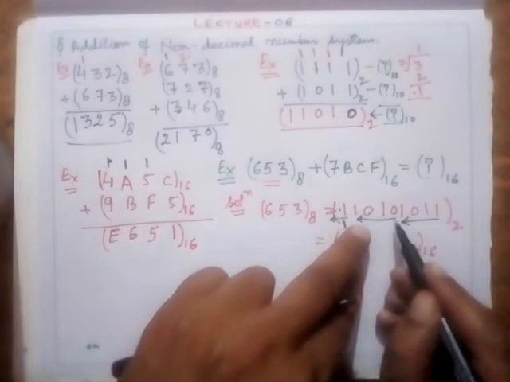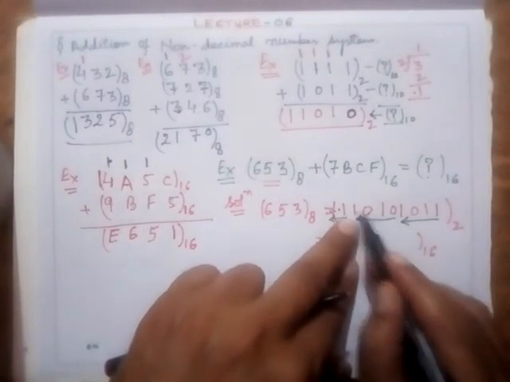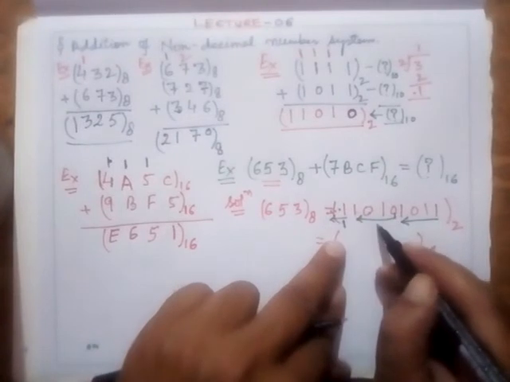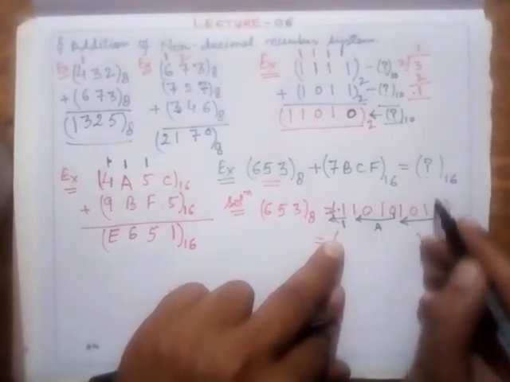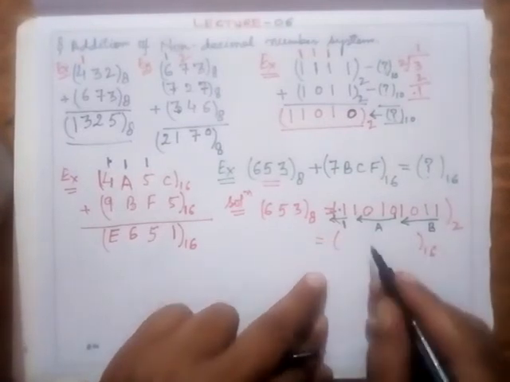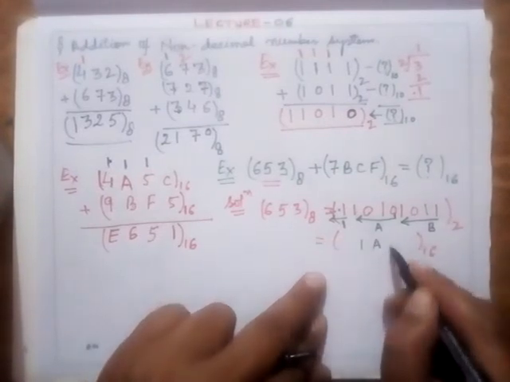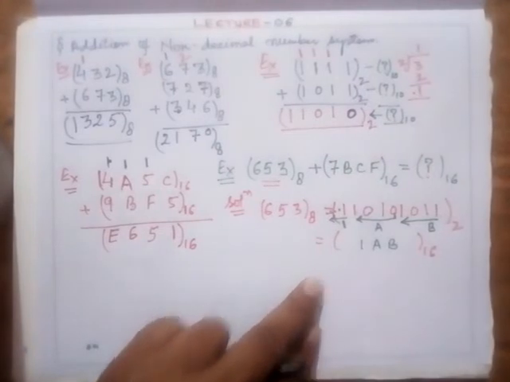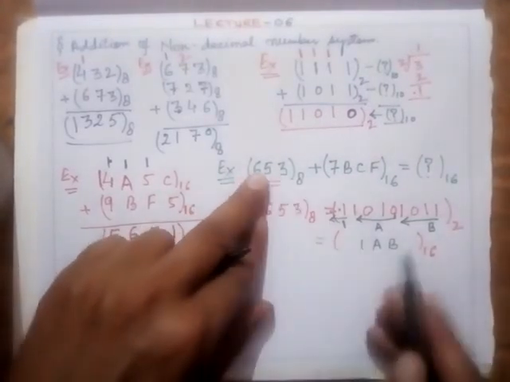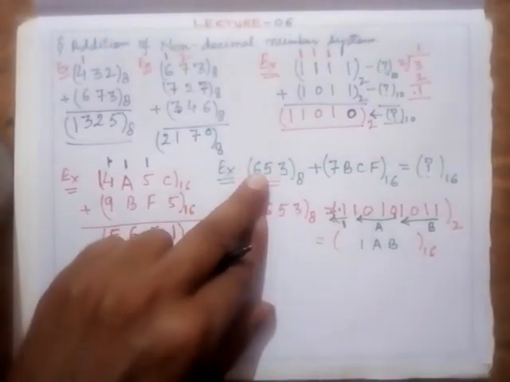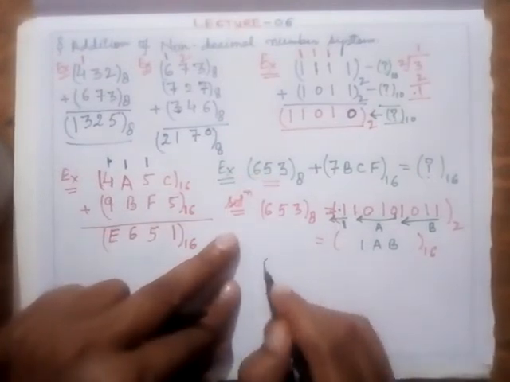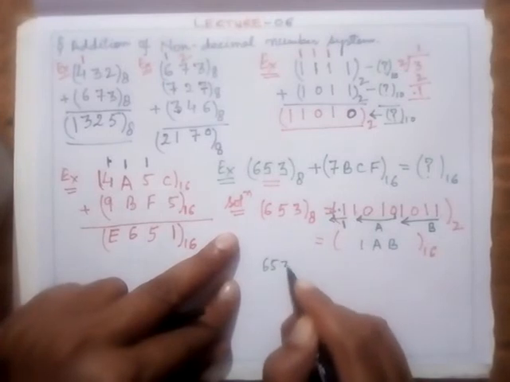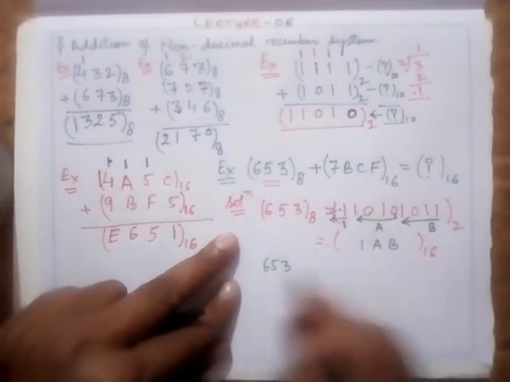Look at this number. From this point 1010 is 10 and this 10 corresponds to A. This is 1011, 8, 4, 2, 1, that is 11. 11 is B. It means this is 1AB. So the corresponding 653 is equal to 1AB in base 16. So now my target is what? I have to add these two numbers, not 653, it is 1AB.